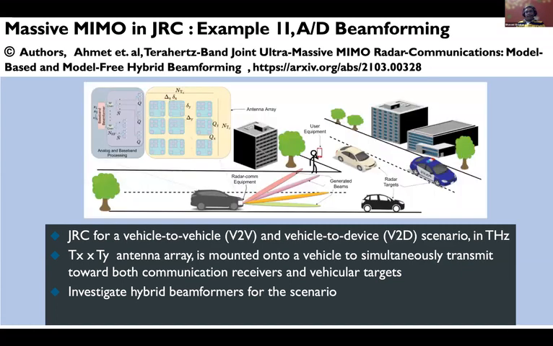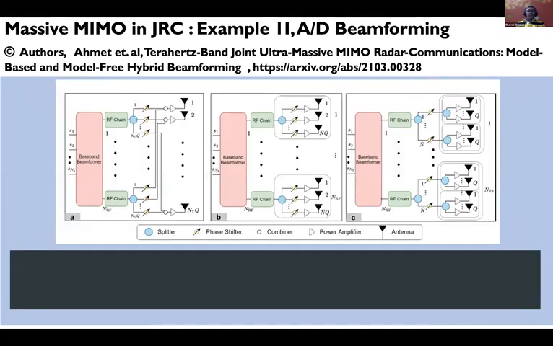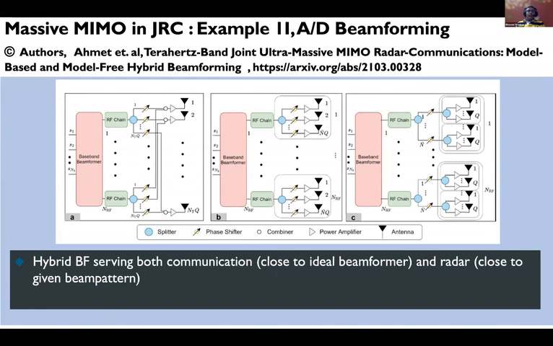Then different architectures were explored. The first one is the fully connected, then array of subarrays, and then group of subarrays. Three different architectures bringing in the concept of hybrid digital and analog beamforming. The new thing was to include the radar sensing figures of merit into the design of the analog hybrid digital beamformer.